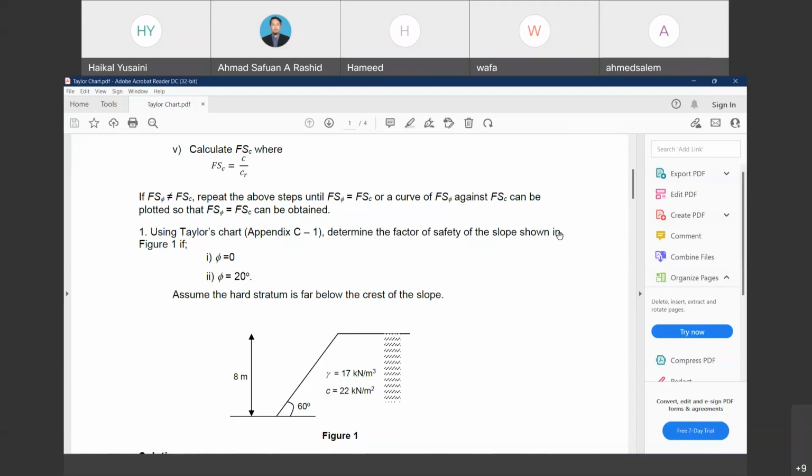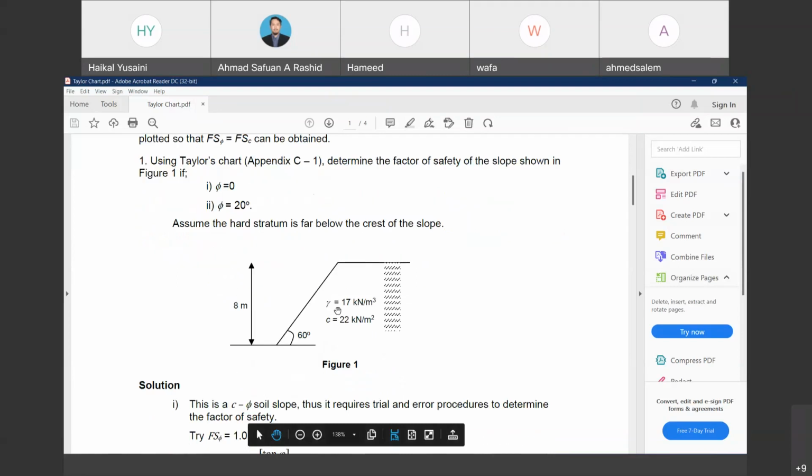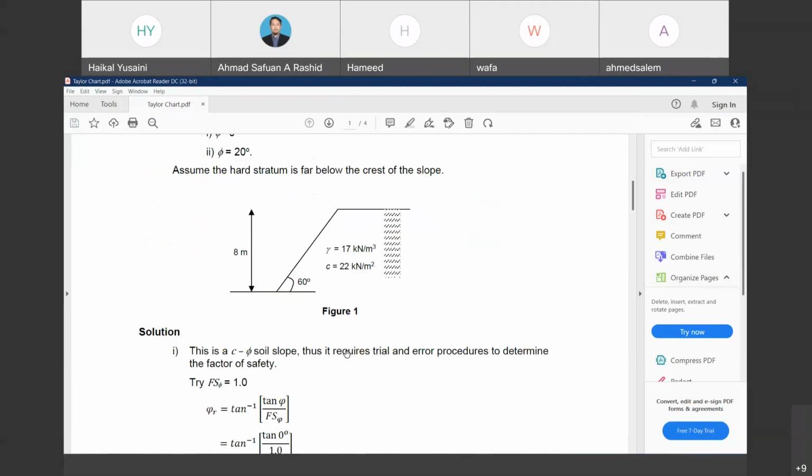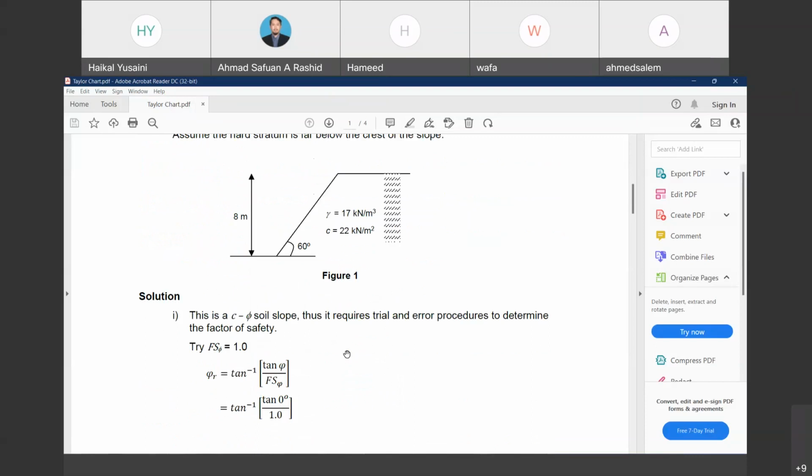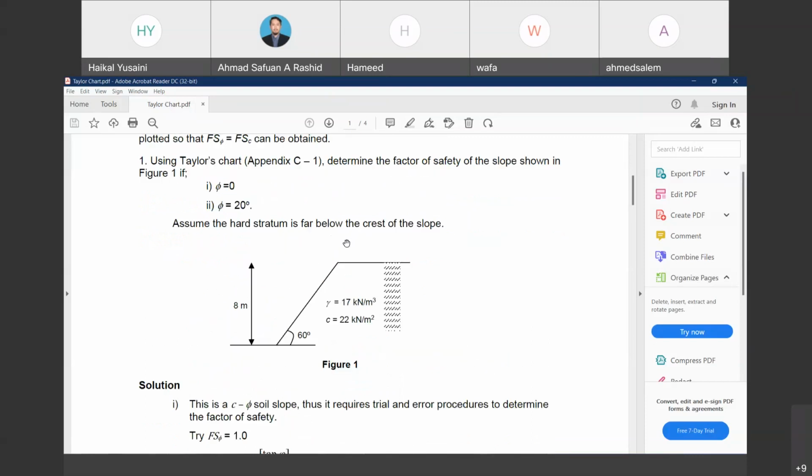So determine the factor of safety of the slope shown in figure 1. Phi is equal to 0 and phi is equal to 20, so we have two values of phi for this example. The height of the slope is 8, the slope angle is 60, the unit weight is 17 and C is equal to 22. So now we need to determine the factor of safety when phi is equal to 0.